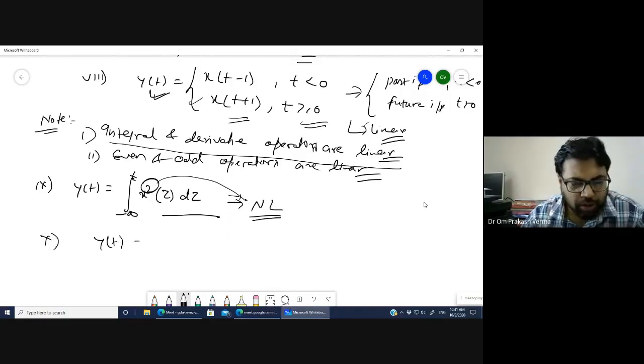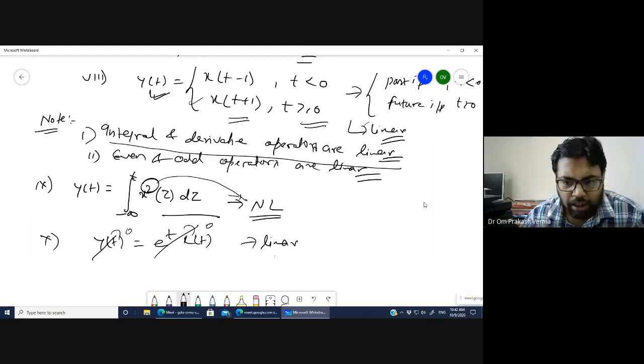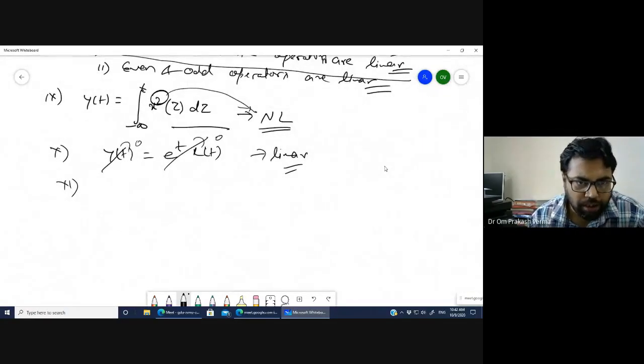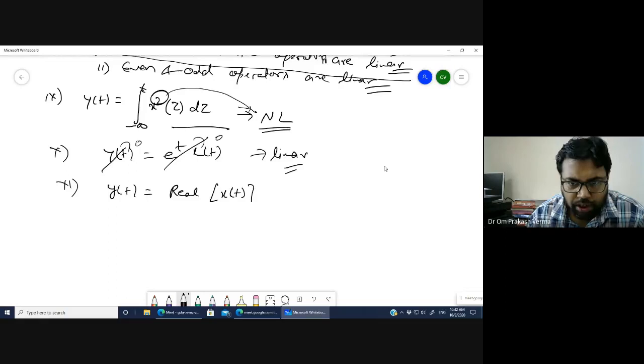y(t) is equal to e to the power t times x(t). You can put t equal to 0 here, so it will automatically give 0. So it is linear, right? Achha, the next problem is also very important. Now tell me, what is your comment? I want to know from your side whether you are able to judge if this system is linear or non-linear.